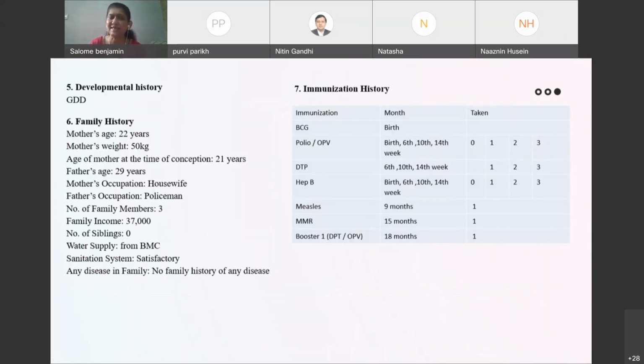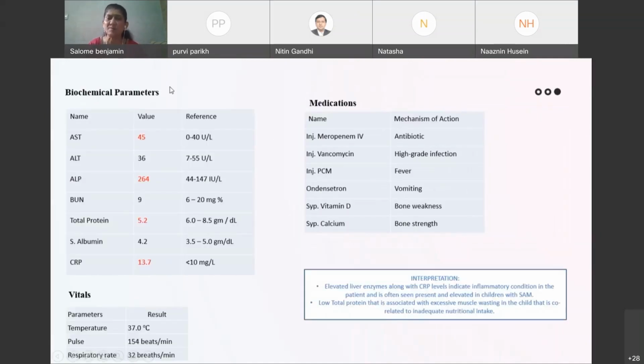Okay, it's not only SAM. Mother's age and other history is very, very important. What was the mother's age at the child's birth? What was the child's birth weight? What are the family members? Whether there are any siblings, the first child, or a family tree needs to be drawn. Immunization history is more important.